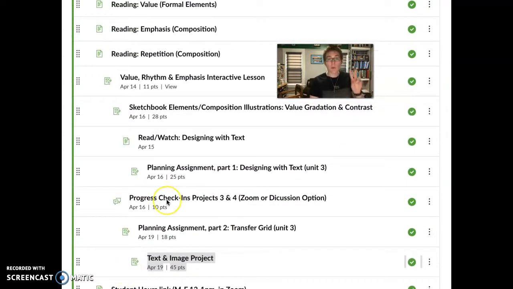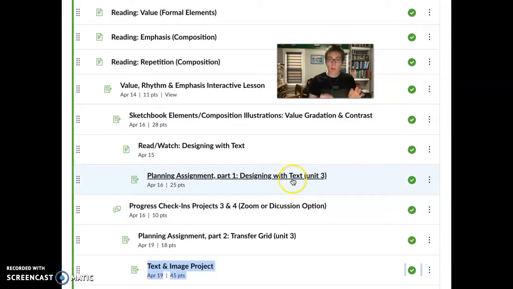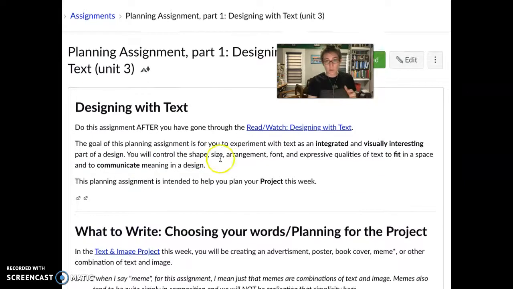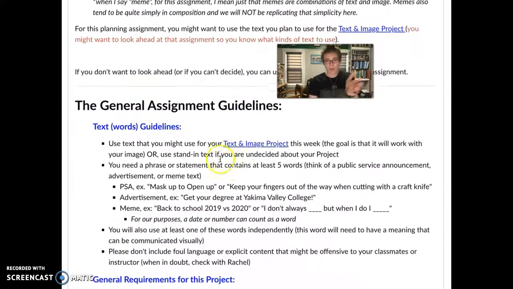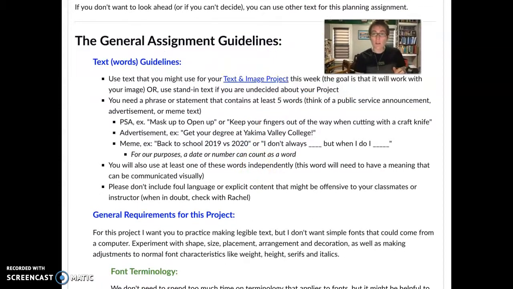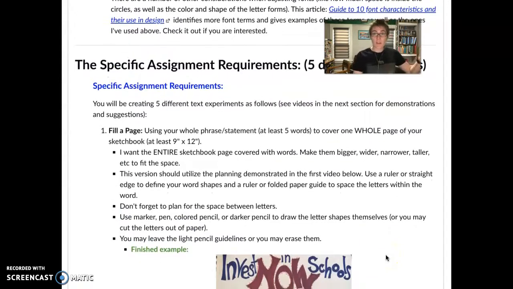So this week you have 2 planning assignments. Planning assignment 1 is designing with text. And so in planning assignment 1, I want you to think about different ways to play with text. So we're thinking of text as an element. And so I've got a whole read, watch, designing with text. And I do want you to read, watch that. But part of it's reading, part of it's video. But I also want to clarify for you that for planning assignment 1, you're submitting 5 separate things. Okay, so the other assignment walked you through the how, gave you some examples.